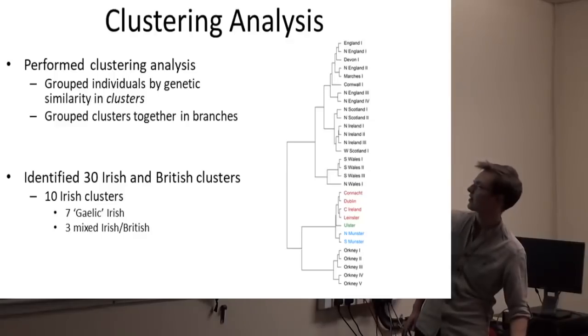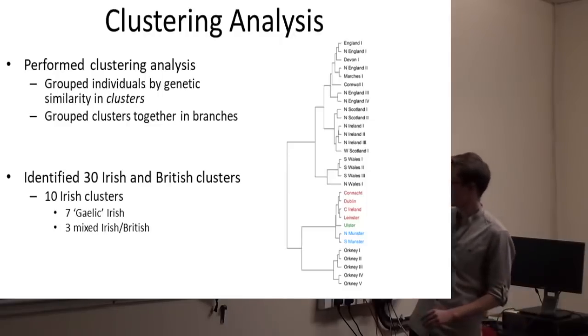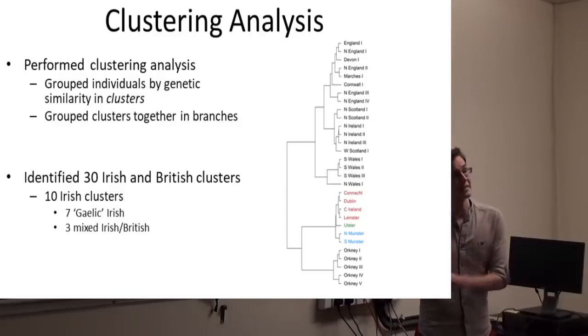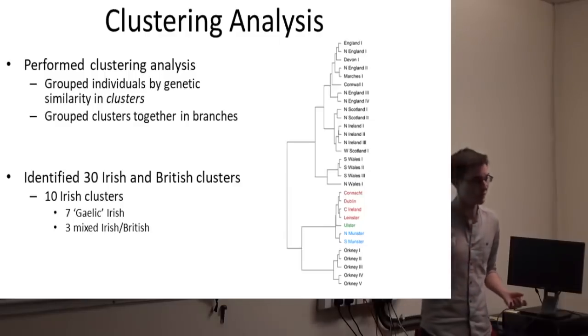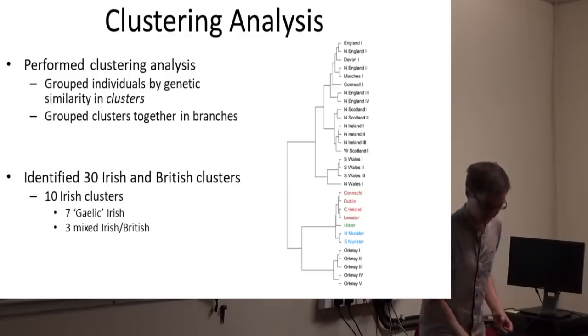But you can see that all the putatively Gaelic Irish clusters form their own branch down here. So you've got North and South Munster that fall away from everyone else, then Ulster, and then Leinster, Central Ireland, Dublin and Connacht. And these names we gave to them after this analysis. This analysis is completely blind to geographies, it's purely based on genetics, which sometimes you've got to keep reminding yourself, because the detail that it sometimes kicks out is just incredible.